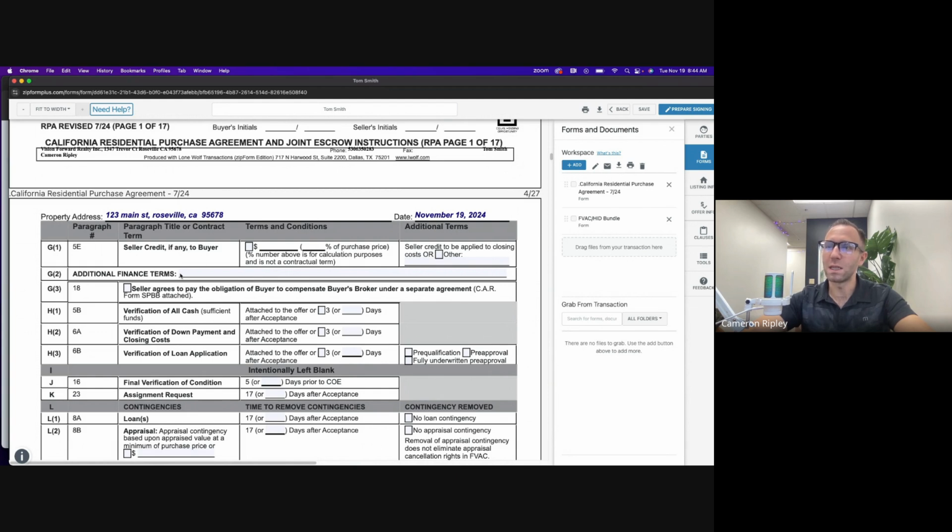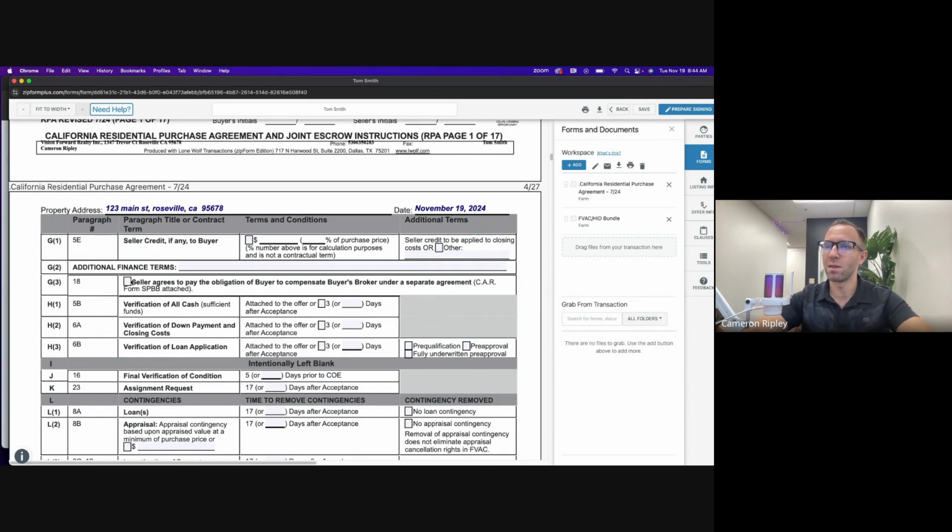So additional financing terms, you can type out anything. Whatever you type out, remember that it supersedes anything that's pre-typed out. So be careful typing things out. If you do type something out, put it in layman terms, so the most basic terminology, and make it very specific. This is crucial right now.